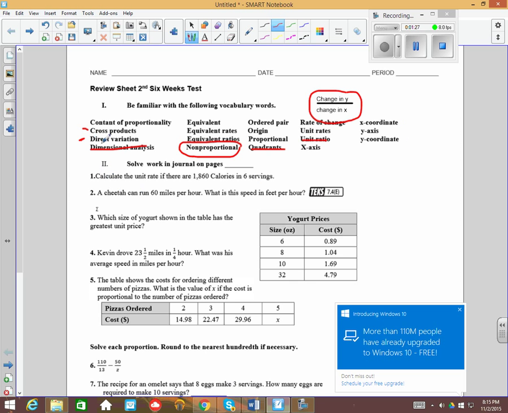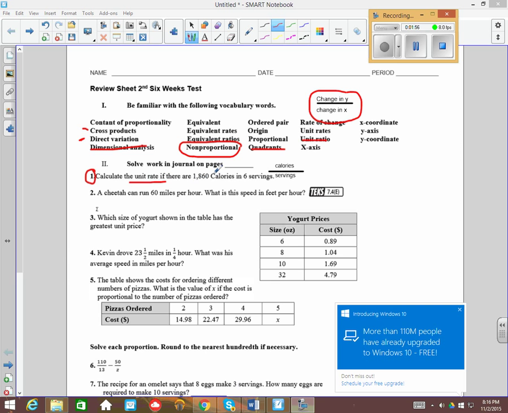So let's look at number 1. You need to put this in your journal, doesn't matter what page. So starting with number 1. Calculate the unit rate if there are 1,860 calories in 6 servings. First of all, you set it up like calories over servings. Just put the words down. So what you're given. So you want the unit rate.